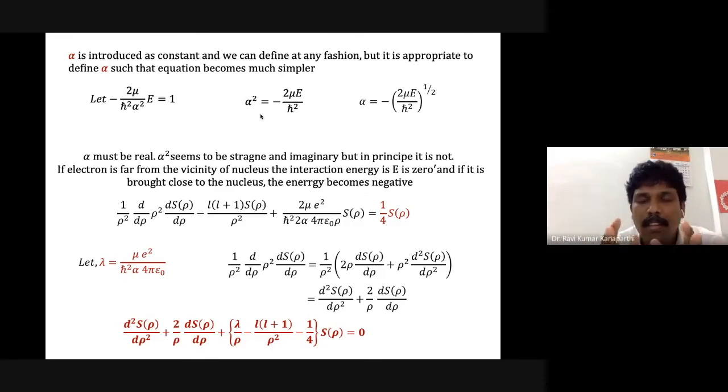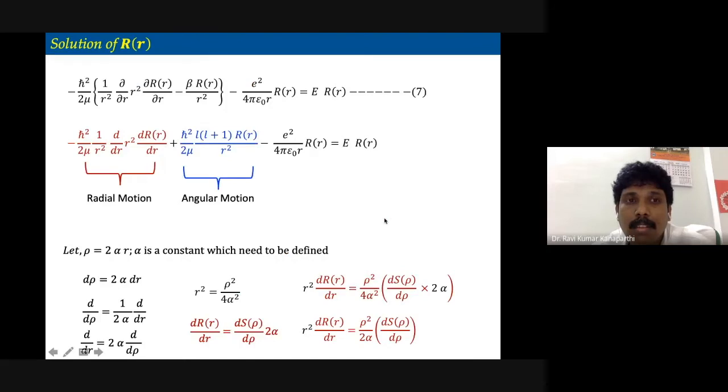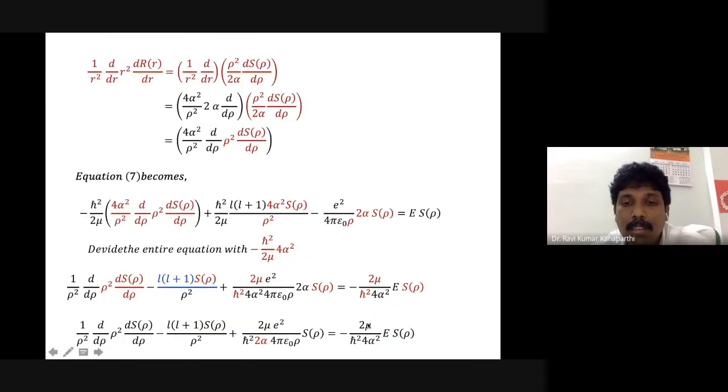So it appears like alpha is somewhat imaginary, but that is not the case. It is as per the physical significance of the electron and nucleus interaction. Then the next thing you can do is make the substitution, since now we have defined what alpha is. So it is 1/4, right? Here this entire quantity, 2 mu E by h cross square alpha square, is 1. We defined alpha such that it becomes 1.